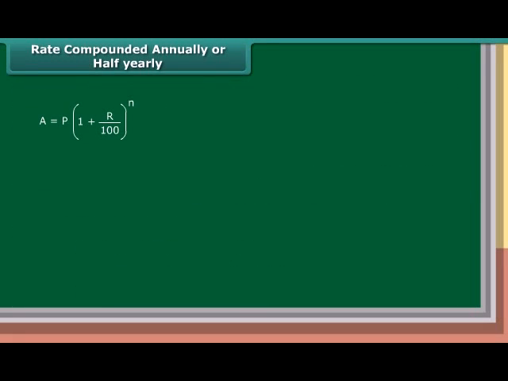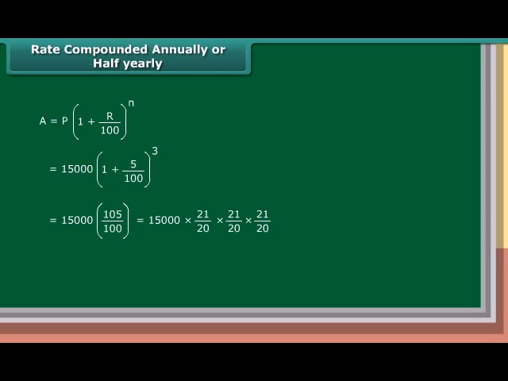A is equal to P into 1 plus R upon 100 whole raised to n is equal to 15,000 into 1 plus 5 upon 100 raised to the power 3 is equal to 15,000 into 105 upon 100, which is 15,000 into 21 upon 20 into 21 upon 20 into 21 upon 20, which is equal to 17,364.37 rupees.